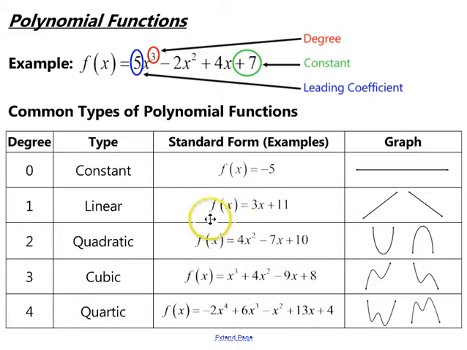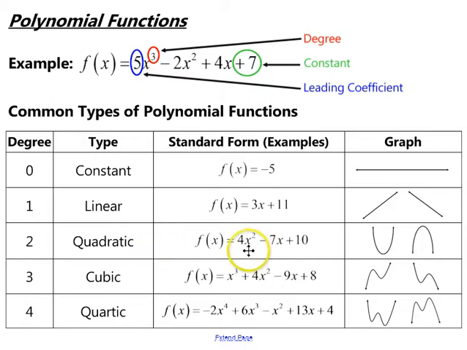And then you'll see an equation like f of x equals 3x plus 11. So the x term has an exponent of 1. And so that's going to be a line, and you're used to graphing these from Algebra 1. A degree of 2 is called a quadratic. We spent a lot of time this year working on this.